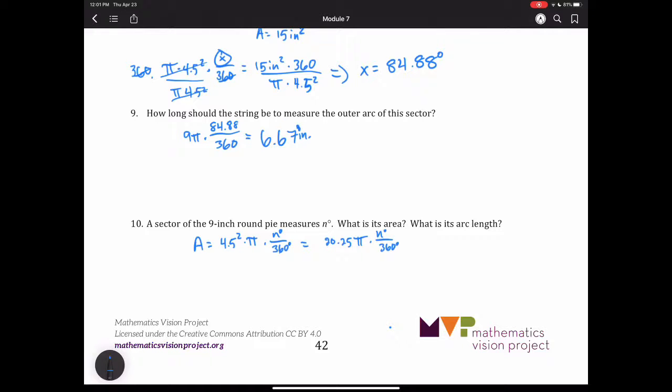And then the circumference. Let's talk about the circumference, or the arc length, rather. We're going to take the circumference of the entire circle, so 9 pi, and we're going to multiply it by the fraction of the circle that we're working with, n over 360 degrees. Okay? So that's actually just that right there. There you go. The area and the arc length.